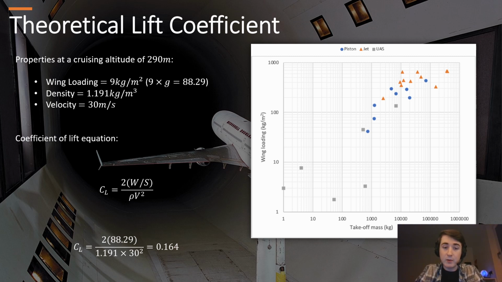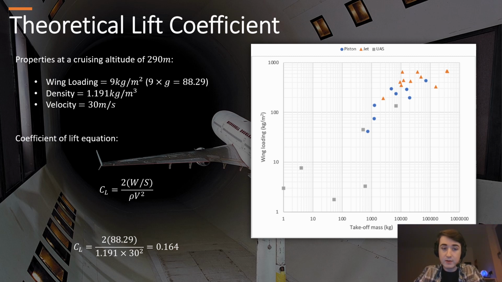So the first step of the wing design process is to calculate the aircraft's lift coefficient. This is essential in the design of our wing. The graph on the right shows the wing loading plotted against the mass of existing aircraft. Using our aircraft's mass of 22 kilograms, we can see that our wing loading is equal to 9 kilograms per meter squared. And if we multiply this by gravity, we get a value of 88.29 newtons.